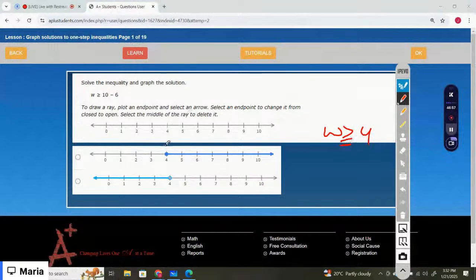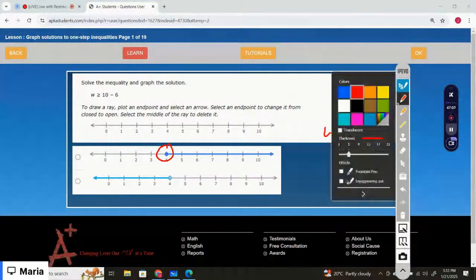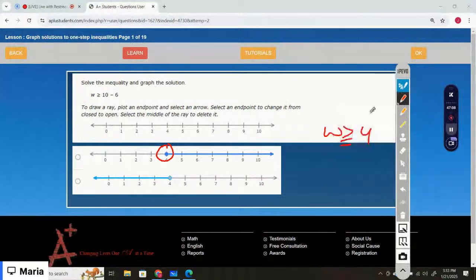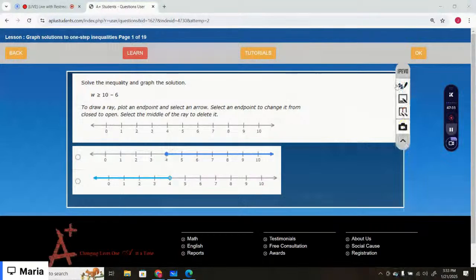So you have an equal sign over here. So that means you must have a filled circle at 4 and all the numbers are greater than 4. So the arrow must be pointing to the right-hand side. So the correct option is option number 1. That is W is greater than or equal to 4. Option number 1 is the correct option.